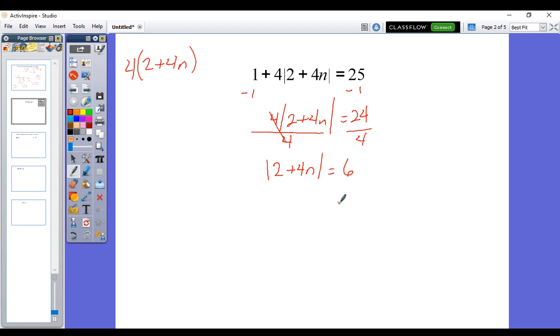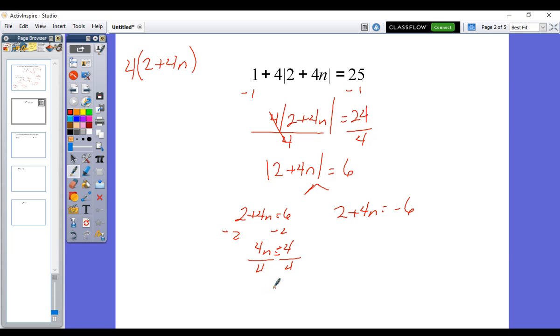Now that we have the absolute value by itself, we set up our two equations. We get 2 plus 4n equals 6, and 2 plus 4n equals negative 6. So we start with the 2. Minus 2, minus 2, you get 4n equals 4, and then you divide by 4.